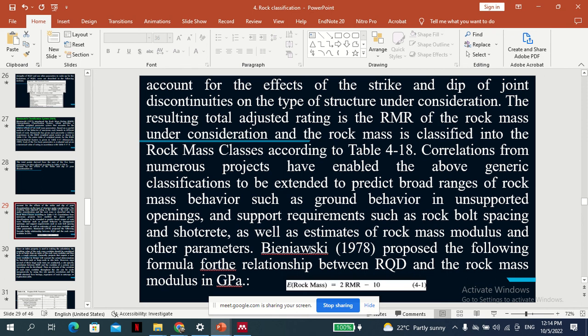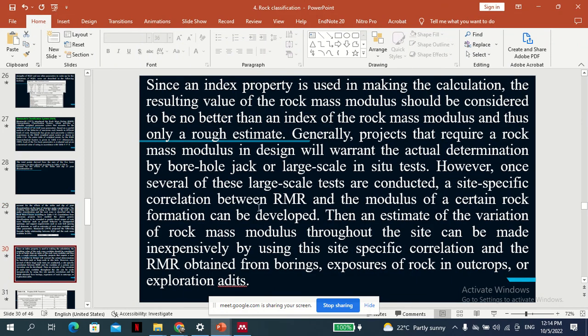Other parameters. Bieniawski proposed that we relate the Young's modulus of the rock to the RMR system. So from the RMR, you can know the Young's modulus of the rock.